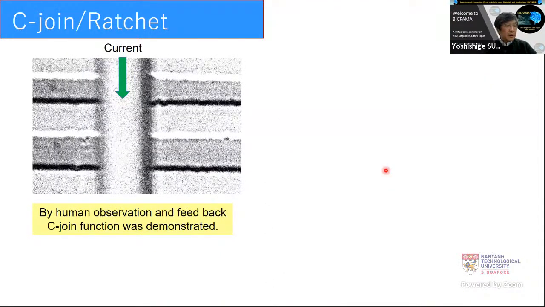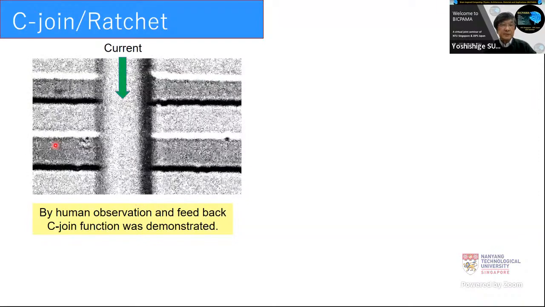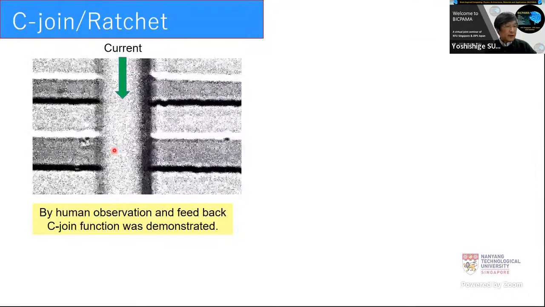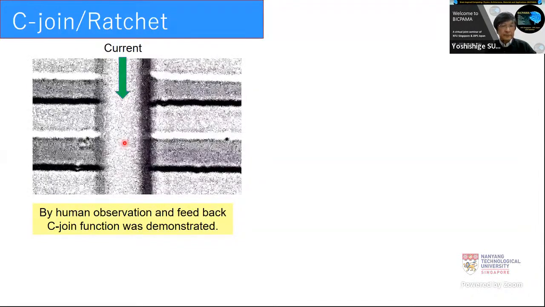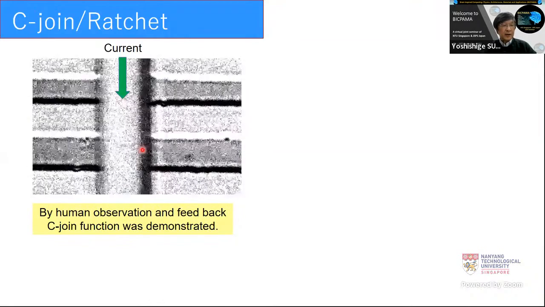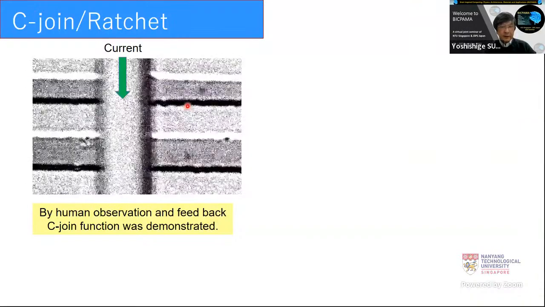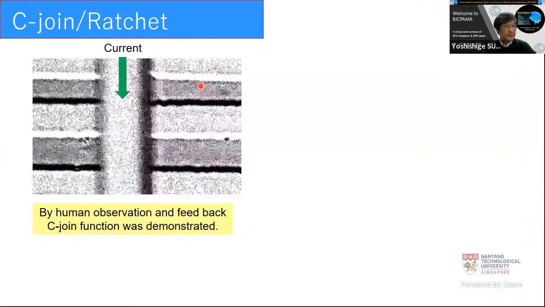This is a movie about the C-join function. The two particles are coming from the left-hand side, and one Skyrmion goes under the current wire, and another goes under the wire also, and then the lower Skyrmion appears, and the second one appears on the right-hand side. This control is made by observing the Skyrmion with an optical microscope, and the student changes the current by hand. This human feedback enables the C-join function using, of course, huge energy.